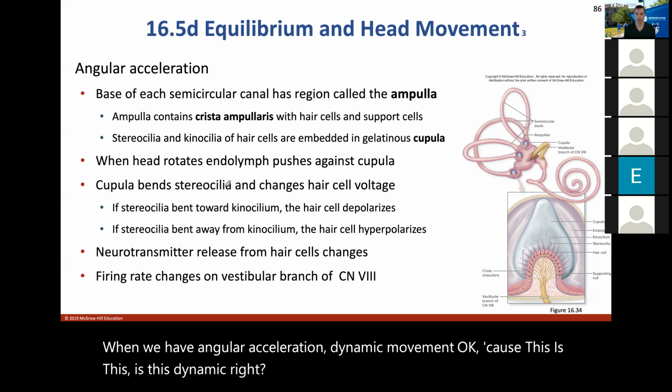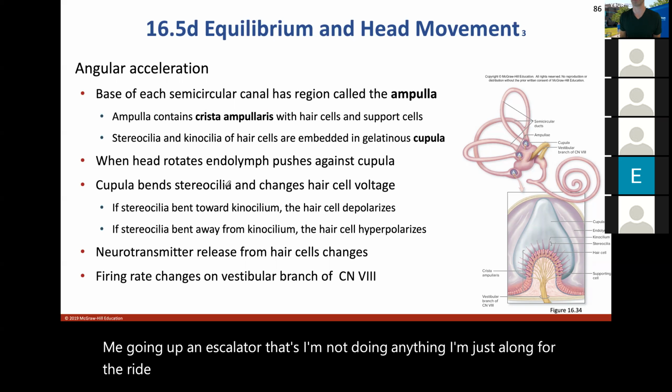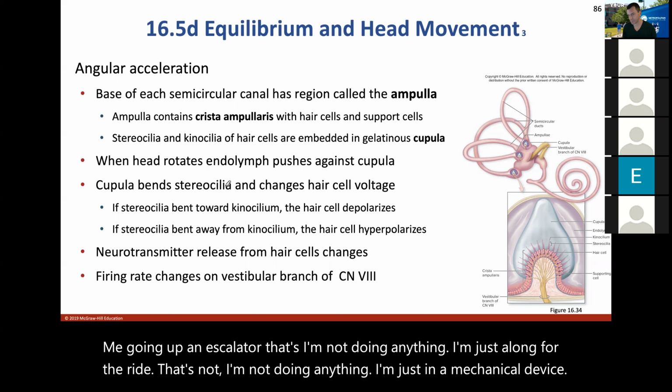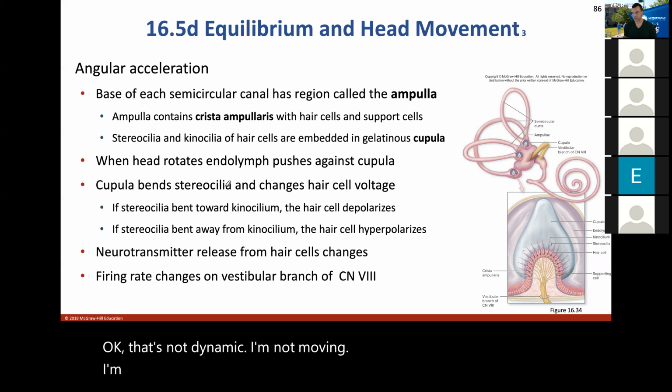Me going up an escalator, I'm not doing anything. I'm just along for the ride. I'm just in a mechanical device. Okay, that's not dynamic. I am not moving. I'm moving. Okay, so this angular acceleration is dynamic movement.